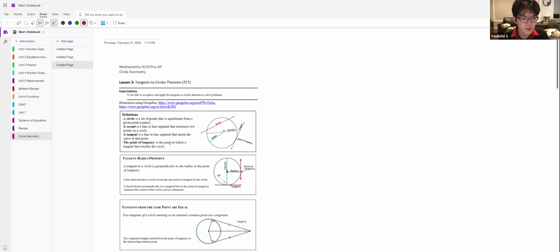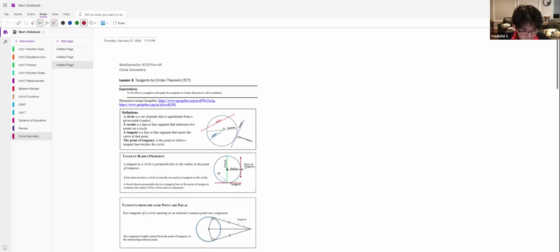And the point of tangency is the point at which a tangent line touches the circle. So you have a tangent here, and it touches the circle at only one singular point. So if you have a circle here, like this tape, and then I have a ruler here, it only touches it at that one singular point, and this ruler is tangent to the tape. And the point where the ruler touches the tape is called the point of tangency. Does that make sense? Yeah? Okay.